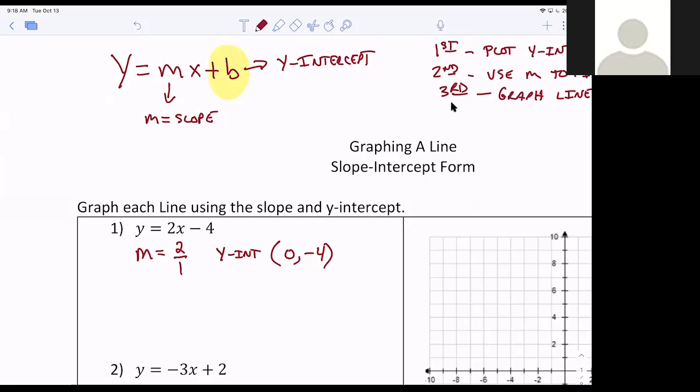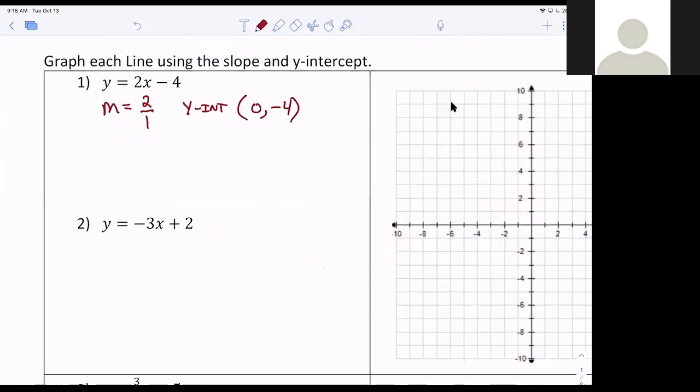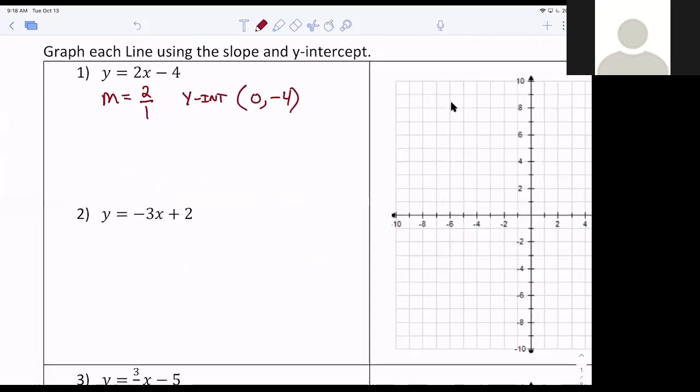What do you do with the 2 over 1? I haven't shown anybody what to do. All I'm asking you to do is understand this process right now. In order to graph successfully, you have to be able to tell me what the slope and the y-intercept are. If you can do that, then I can teach you how to graph the line. Super easy. All right, so here we go.